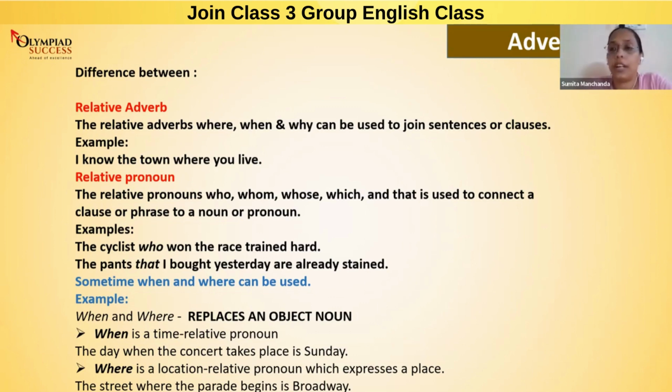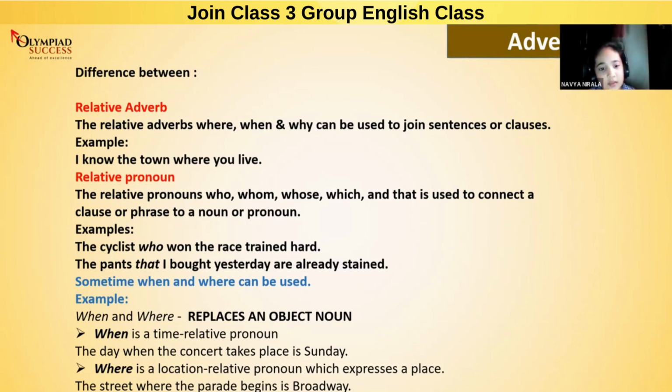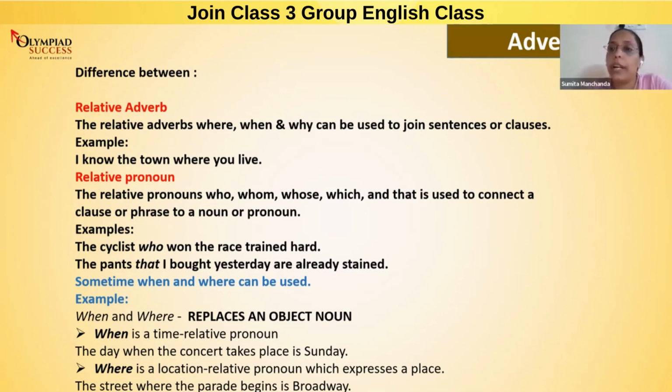Now, Navya, what is not clear? Tell me. What difficulty are you having in understanding this adverb? First, tell me what is the difference between these two? Ma'am, relative pronoun is used in only five words, and relative adverb is used in only three words. Good. Okay. Now, the only difference, only one thing is there, when and where. Now, when do we use when and where as relative pronoun? How will you understand it's a relative pronoun, when and where?